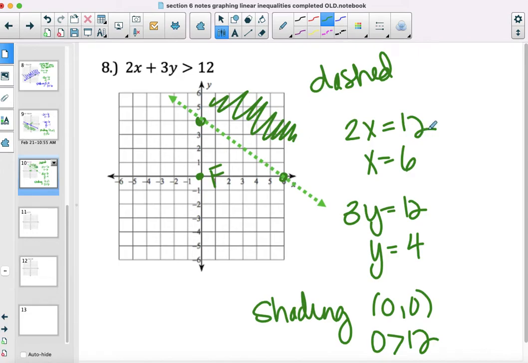So with 2 examples left, I would like you to hit pause and try the last 2 examples on your own and then see how you do. And when you're done, hit play.